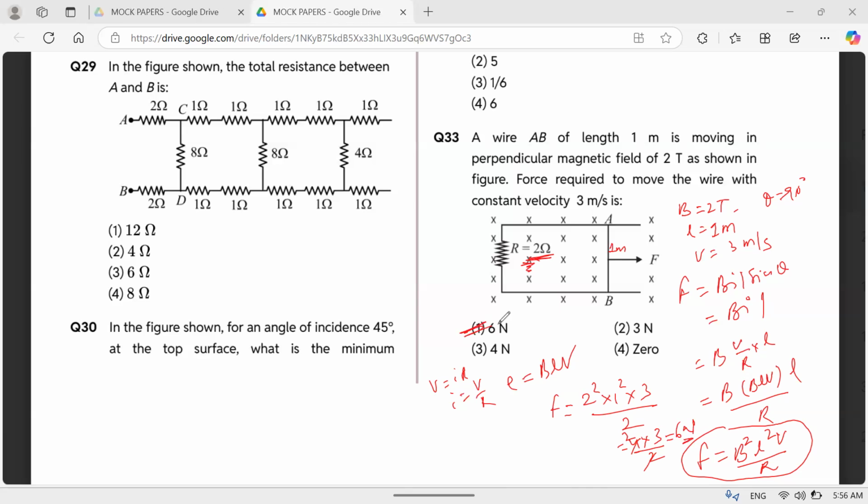Understood? Yes, sir. What is the formula for the rod when it is moving? F is equal to BIL. Current is not given, so I am writing current as V by R. Isn't it? V is nothing but E. E is equal to BL into V, the motional EMF, into length divided by R. So F is equal to B square L square V divided by R. This is the formula. B value is given, L value is given, V value is given, R value is given. Just substitute, you will get the answer. Clear? Yes, sir. Sure.